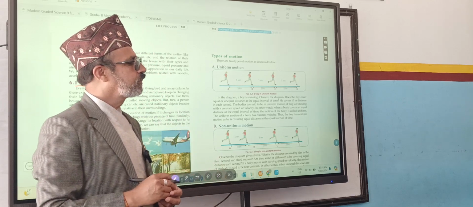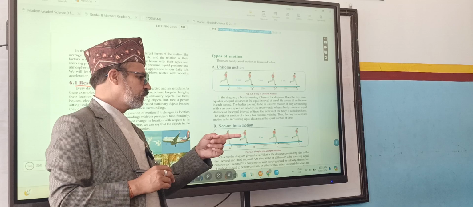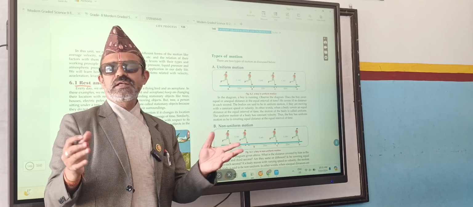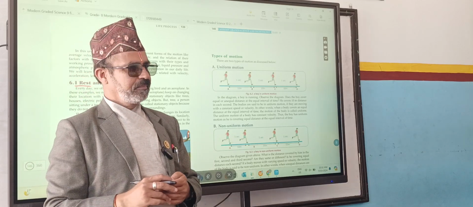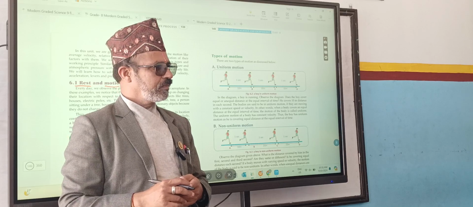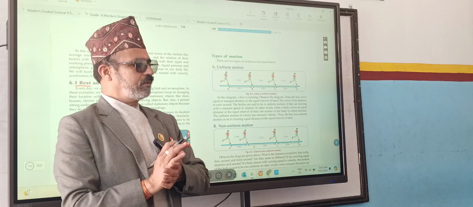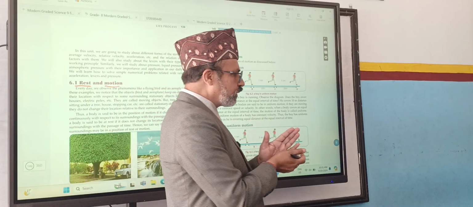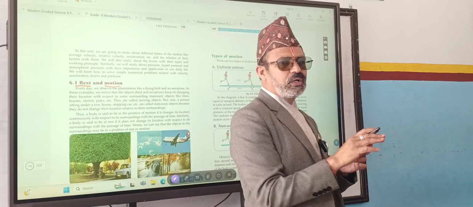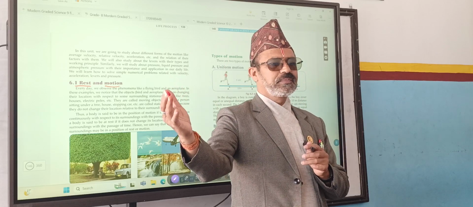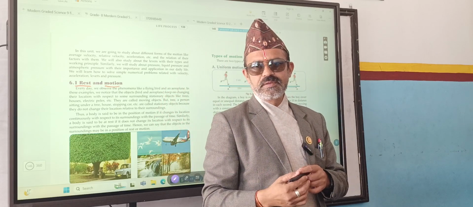What is rest? Sit correctly, baby. Are you at rest or motion? What do you think? Rest or motion? Actually, to say whether a body is at rest or motion, there must be another body. We have to compare, right?